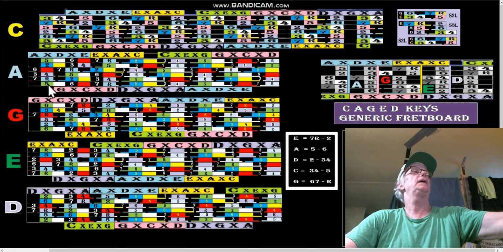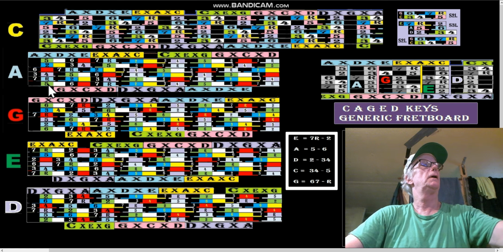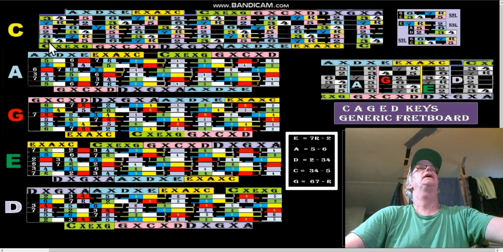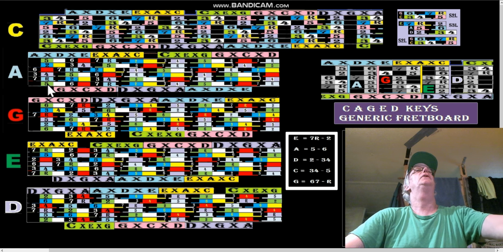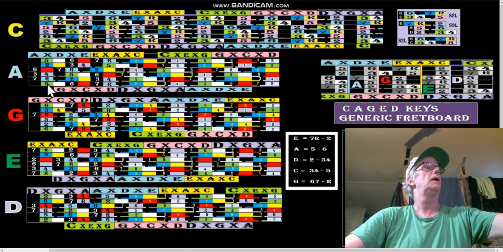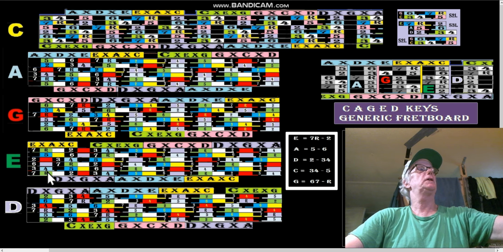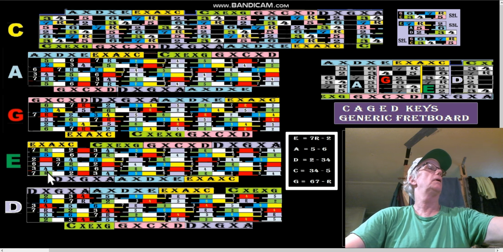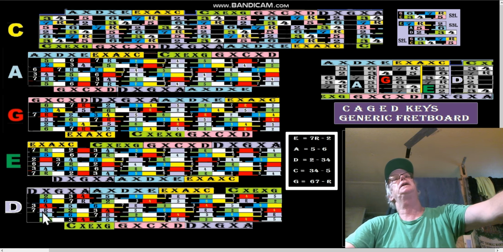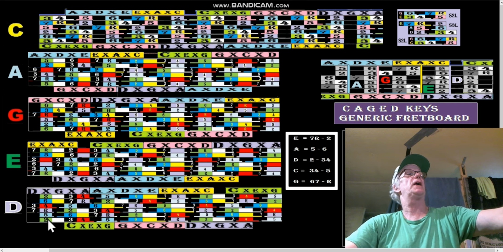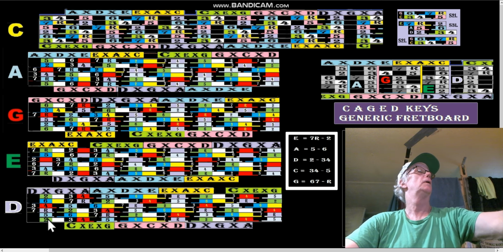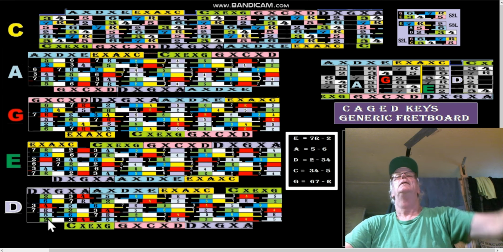In the key of A, so that would be... sounds kind of suspenseful. In the key of A, the low E becomes the fifth. In the key of G, the low E becomes the sixth. In the key of E, the low E becomes the root. And in the key of D, the low E becomes the second.